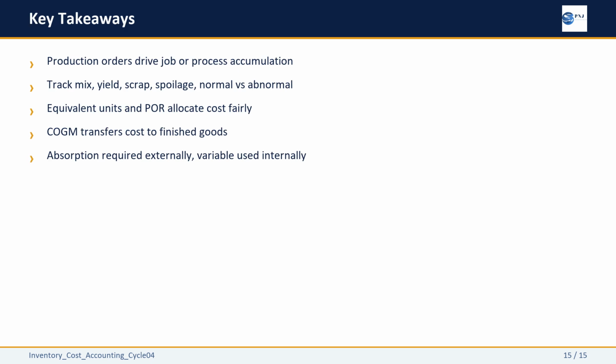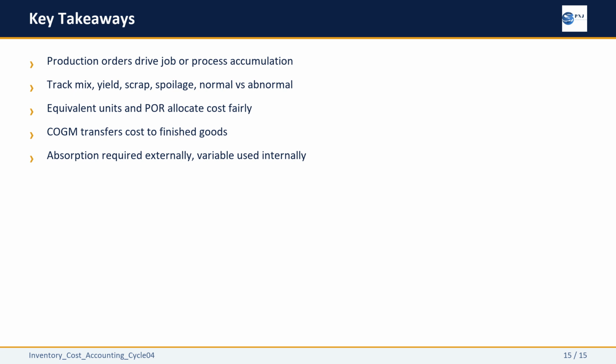Production orders launch cost accumulation, either by job on a job cost sheet or by department through equivalent units. As materials flow, you watch mix, yield, and scrap, and you sort spoilage and rework into normal, which is absorbed, and abnormal, which is expensed. Equivalent units and the predetermined overhead rate let you allocate cost fairly across finished and unfinished work, and joint costs split at the split-off point.